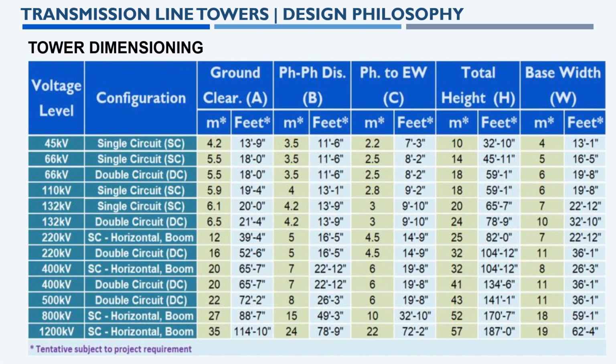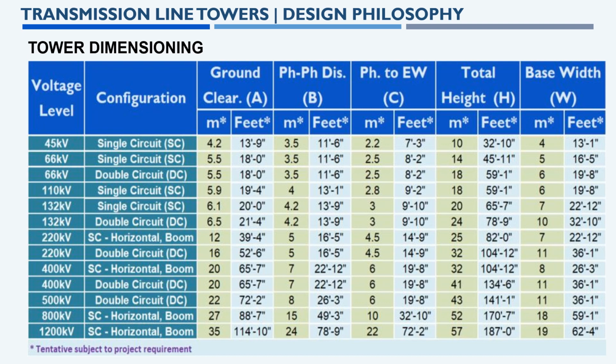So this is a tower dimensions table we need to consider for going for the design. These dimensions are tentative and subject to project requirements. Here you can see in the first column voltages are listed from 45 to 1200 kV, and various configurations. As we had seen just before, there are three pictures: a single circuit, double circuit vertical configuration, and a single circuit horizontal configuration. So these three configurations are listed based upon the voltage level.